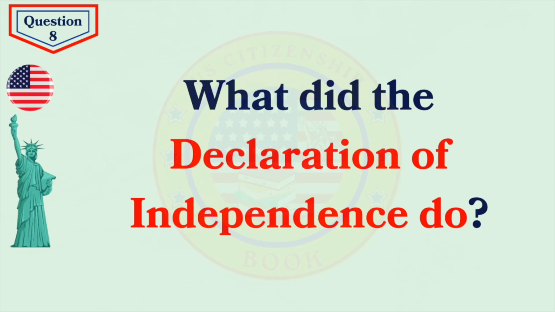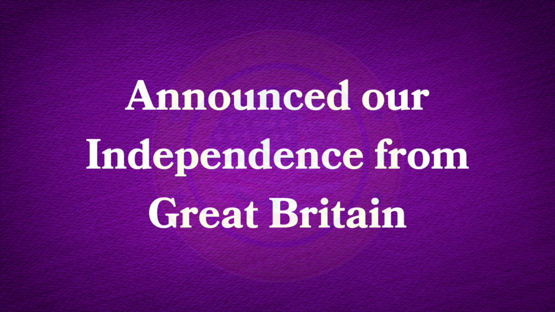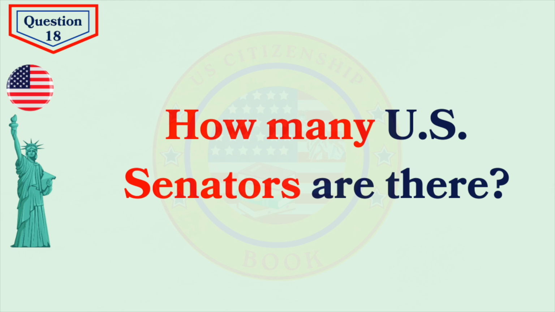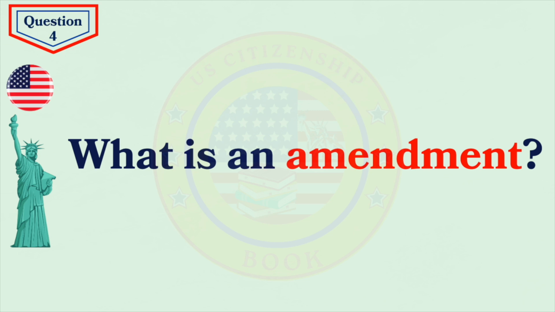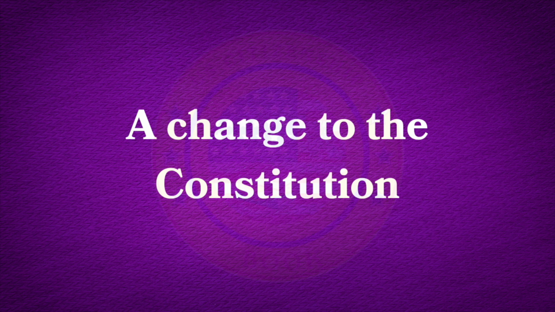What did the Declaration of Independence do? Announced our independence from Great Britain. How many U.S. senators are there? (100). What is an amendment? A change to the Constitution.